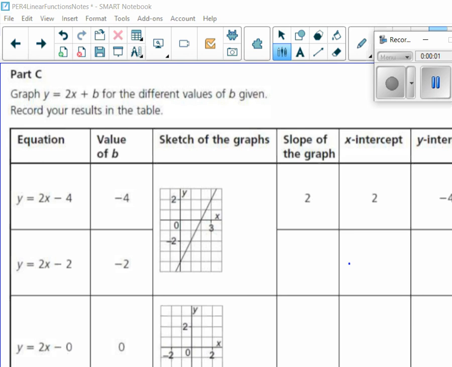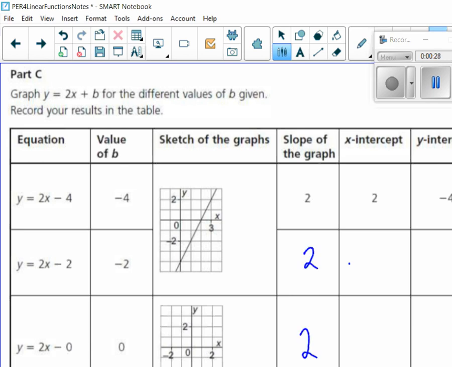What was going on here, but now we're going to graph 2x plus b, and we're going to change the value of the number that's after the variable. Do you remember that 2 was the slope here, the one that gets multiplied by the x? Yes? We're not using a calculator. So these are all a slope of 2.